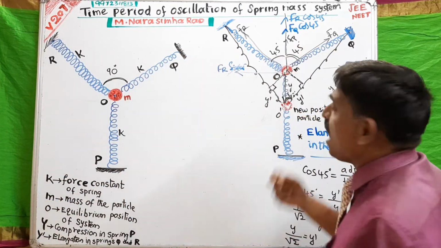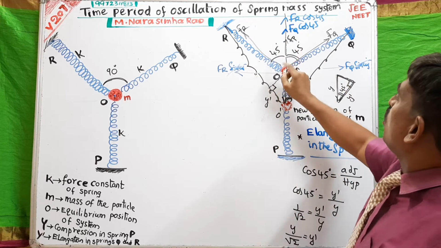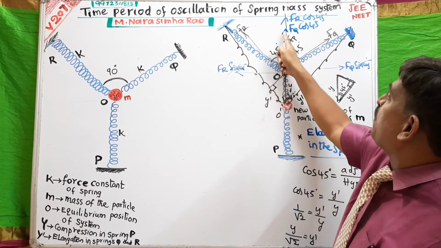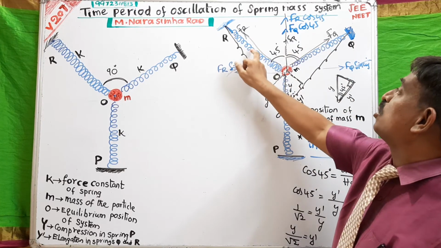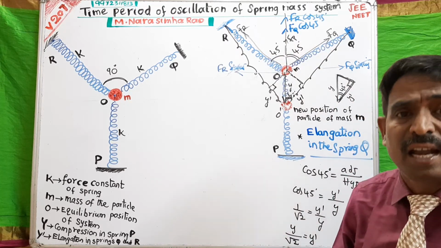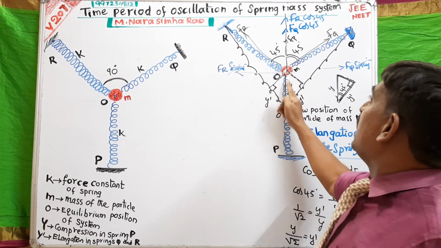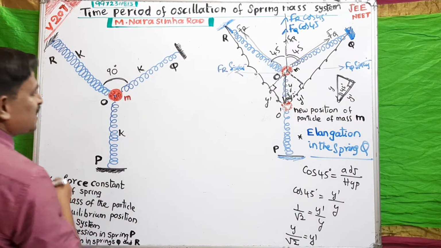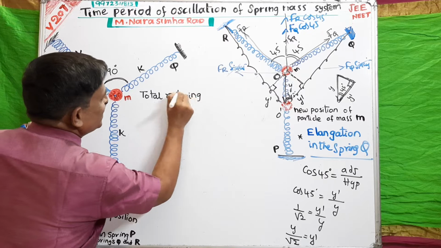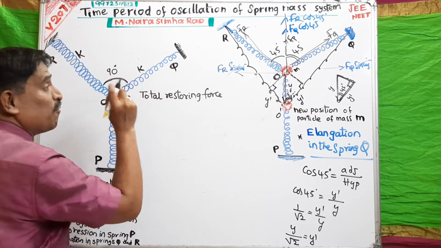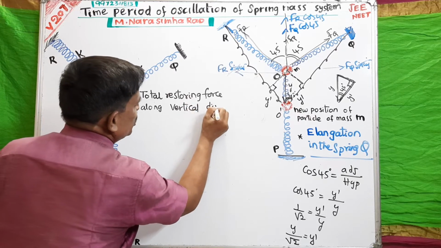Now please listen. Now I need the total restoring force along the PO direction, along the vertical direction. Restoring force due to the spring P is acting upward, FP. Restoring force due to this spring is acting upward, FQ cos 45. Restoring force due to the spring along vertical direction is FR cos 45. Now, total restoring force on the particle of mass m by these springs in the vertical direction, along PO direction.